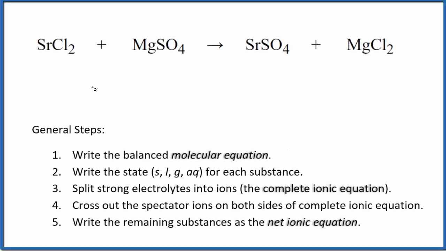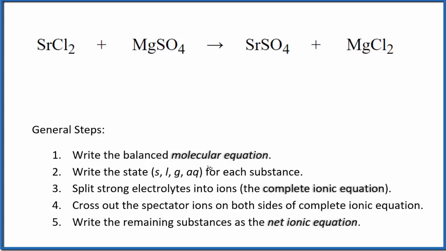In this video, we'll write the balanced net ionic equation for SrCl2 plus MgSO4. We have strontium chloride and magnesium sulfate. So the first thing we need to do with net ionic equations is balance the molecular equation. In this case, the molecular equation is already balanced, so that's kind of nice.